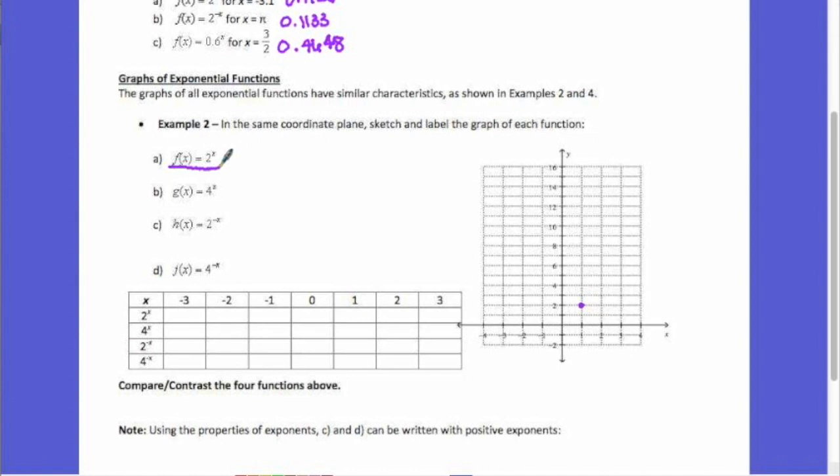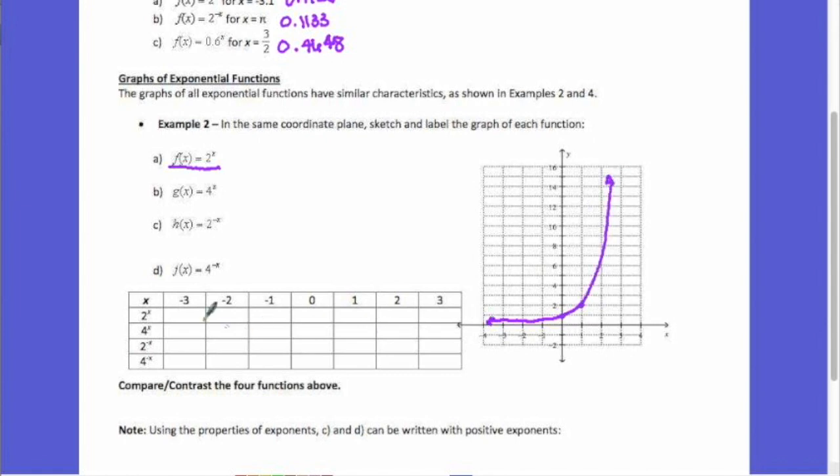I'll color code them. So 2 to the x will be here, and then anything to the 0 power, okay, so if I made my x value 0, anything to the 0 power is going to be 1, so it's going to cross the y-axis at 1. When x is 0, y is 1. And then it's just going to extend down this way. It's actually got an asymptote down here at 0, and it'll extend up like that.